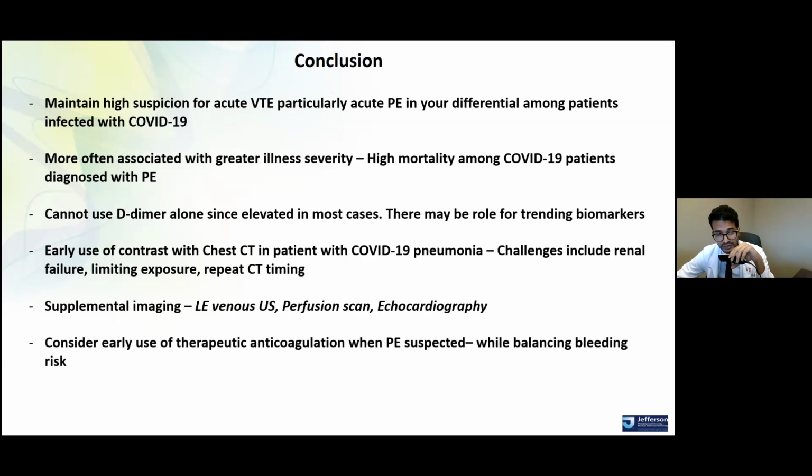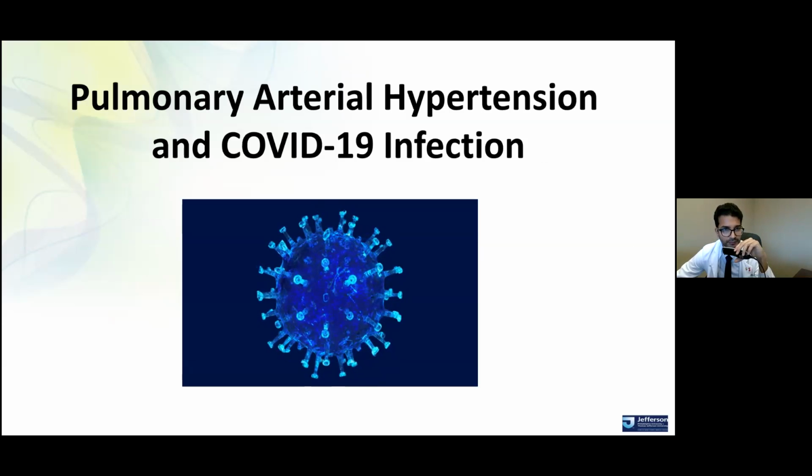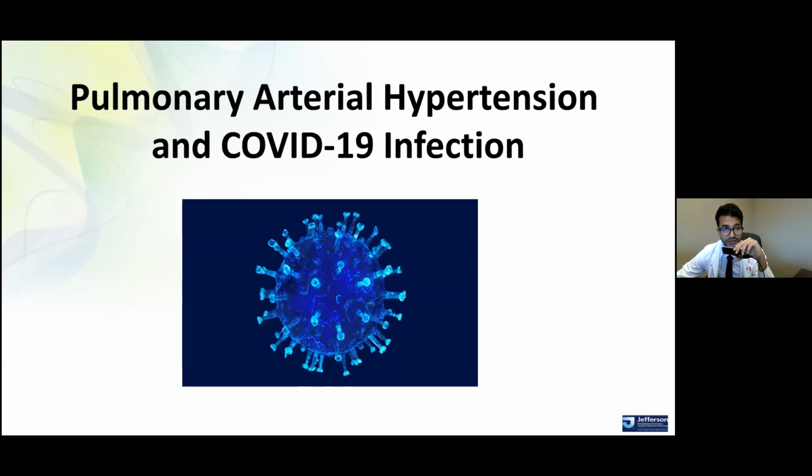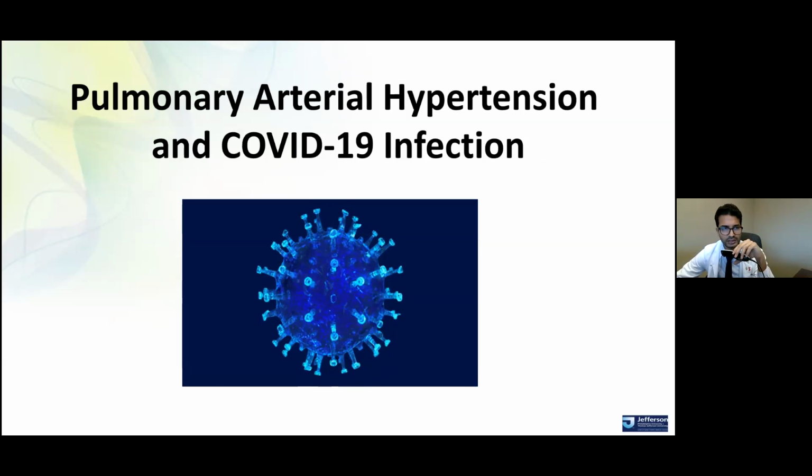Again, consider early use of therapeutic anticoagulation, particularly when you're suspecting acute pulmonary embolism, balancing the need for a bleeding risk. And we need more data. We need more prospective studies to be able to really show this correlation down the line. Now, I'll spend the last 5 minutes talking about pulmonary arterial hypertension and COVID-19 infection. I sort of separated them because these are two different populations.